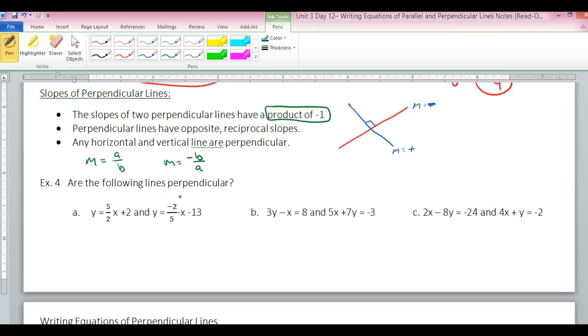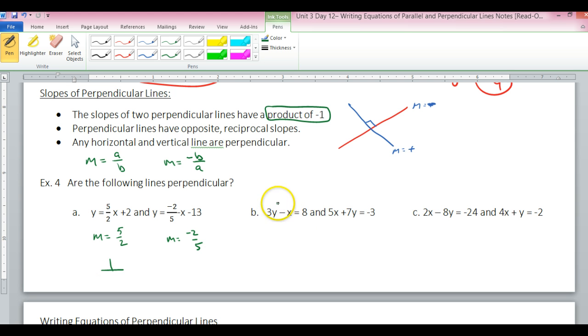So, looking at example 4, determine if they're perpendicular or not. The slope of this line is 5/2. The slope of this line is negative 2/5. Are these opposite reciprocals of each other? This is positive, this is negative, so they're opposites. 5/2, if I flip it, I get 2/5. Are they reciprocals of each other? Yes. Therefore, these are perpendicular.